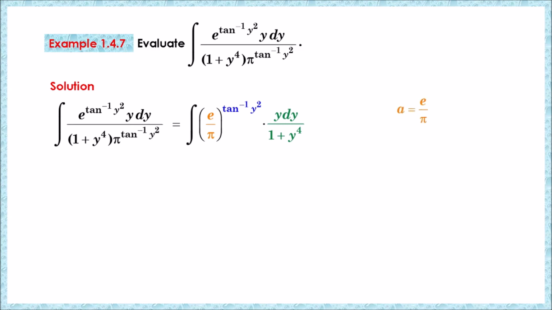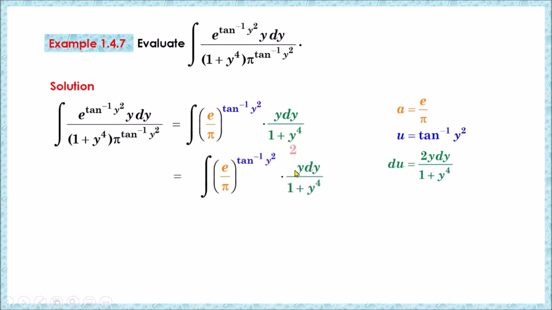Here, our a is e over pi. U is equal to tangent inverse y squared. Du is the derivative of y squared, 2y, over, for inverse tangent, 1 plus y to the fourth, times dy. For this to be du, y dy over 1 plus y to the fourth, we need a constant factor 2. Let's supply that. Balance outside by 1/2.